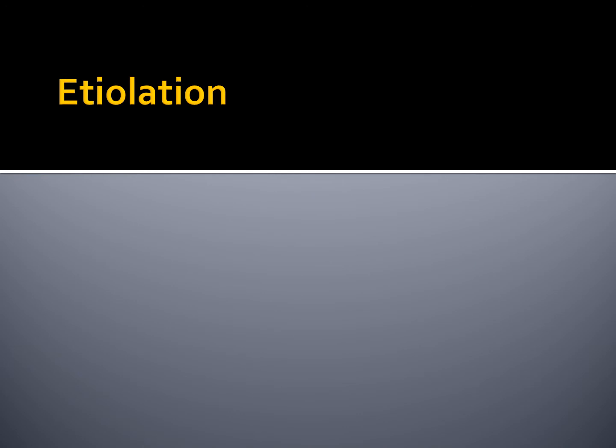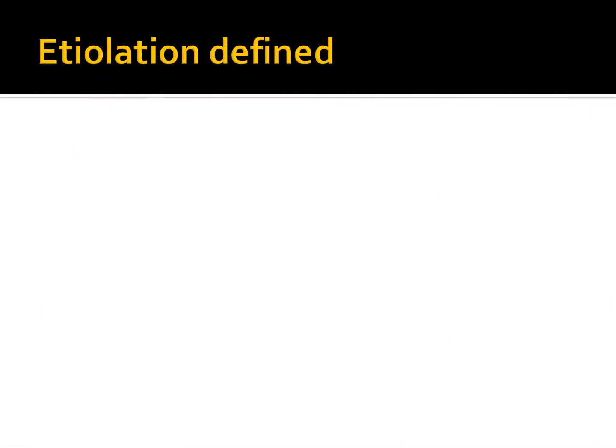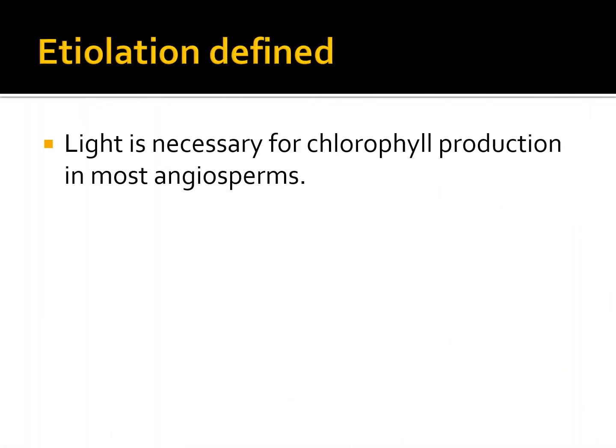All right, I want to talk about another aspect of light, or we should say the lack thereof, and that's called etiolation. So light is necessary for chlorophyll production in most angiosperms. In other words, in order for a shoot or a leaf to develop chlorophyll, you have to have light. And remember, chlorophyll is that green colored pigment that you find in the cells of leaves, and chlorophyll is an important pigment in photosynthesis.